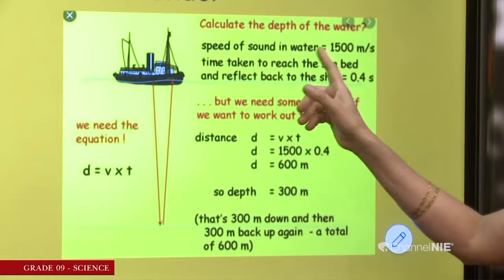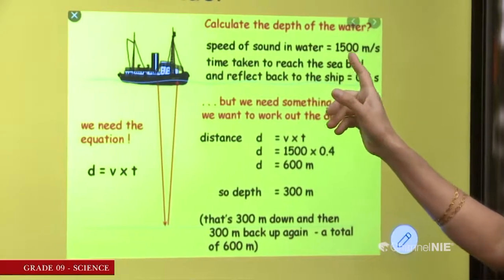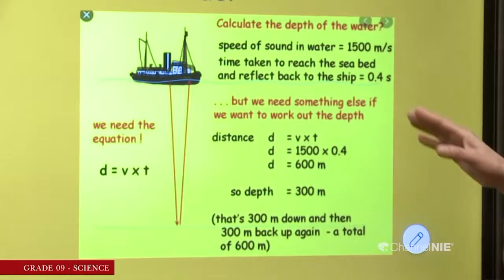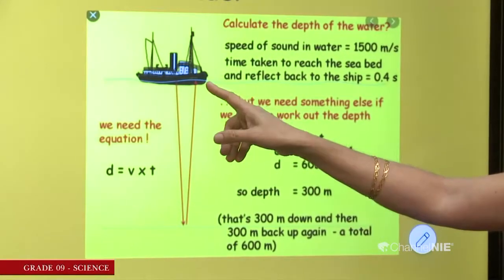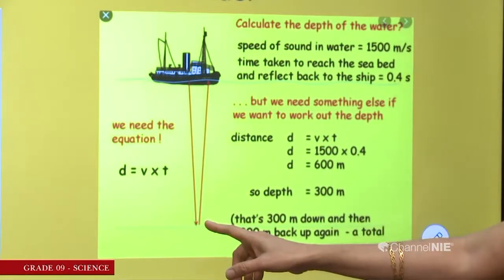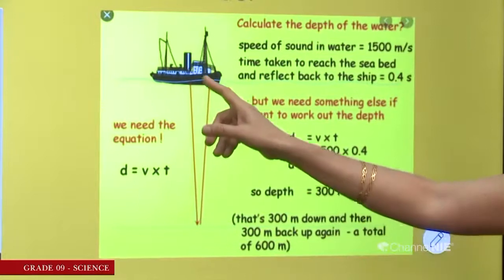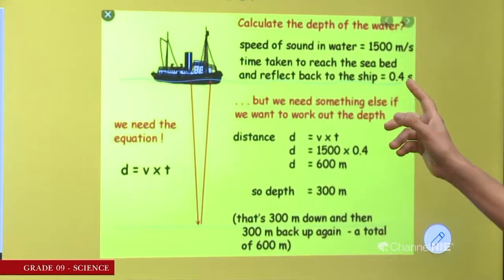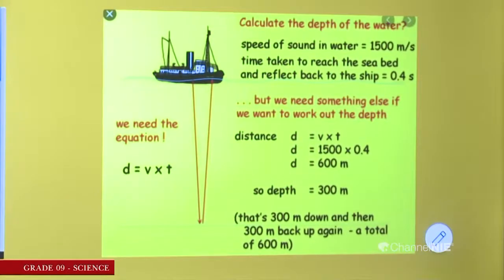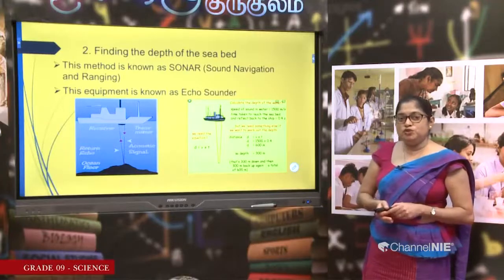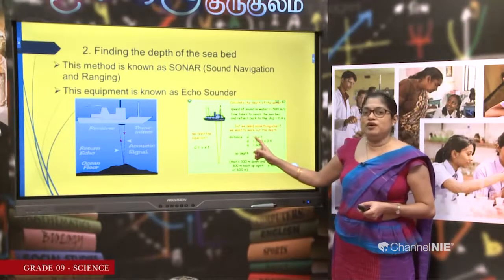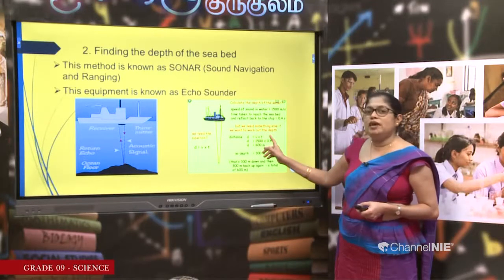So, speed of sound in water is 1500 meters per second, and time taken for the ultrasound wave to go from the bottom of the ship to the bottom of the sea and to reflect back is taken as 0.4 seconds. So, for this calculation too, you need the same equation, that is distance equals speed multiplied by time.